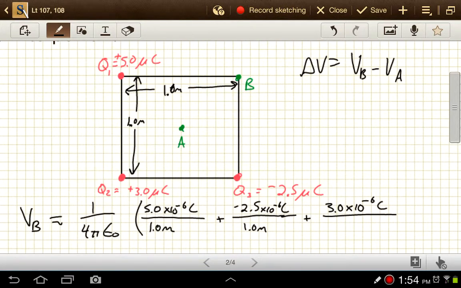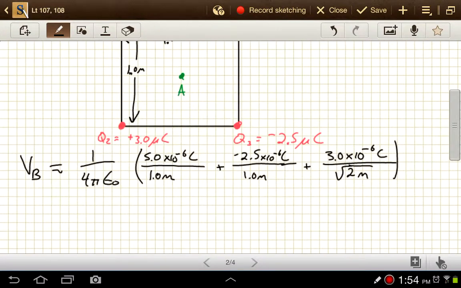So we'll just do a little Pythagorean theorem. This is 1 meter, this is 1 meter, so 1 squared plus 1 squared is 2. That's equal to the square of this distance, so that'd be the square root of 2 meters. Okay, and then when we plug this into our calculators, keep in mind that 1 over 4 pi epsilon naught, that whole fraction, has a value given on the equation sheet, and that is 9.0 times 10 to the 9th Newton meters squared per coulomb squared.